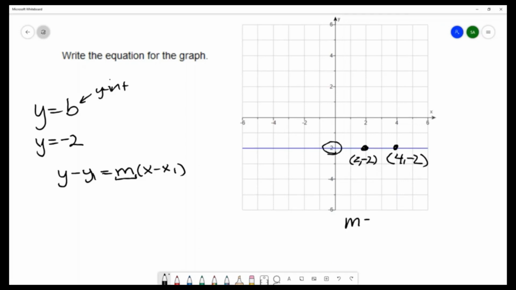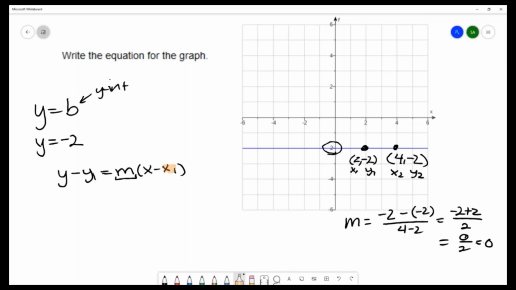You could calculate the slope by letting one point be x1, y1, and the other one be x2, y2. That would give you -2 minus -2 over 4 minus 2. -2 minus -2 is -2 plus 2, over 2. -2 plus 2 is 0. So you can see that this line has a slope of 0. And then you can use one of the points, x1, y1, to create the equation.